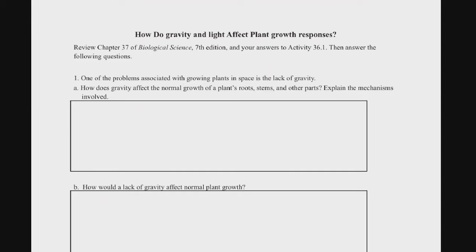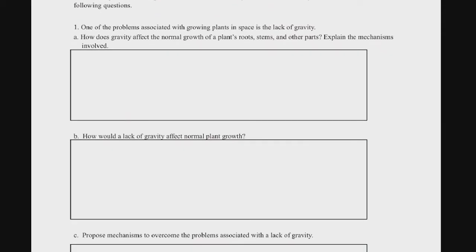Okay, this last half is talking about the relationship between gravity, light, and plant growth. Number one of the problems associated with growing plants in space is the lack of gravity. A, how does gravity affect the normal growth of a plant's roots, stems, and other parts? Explain the mechanisms involved.